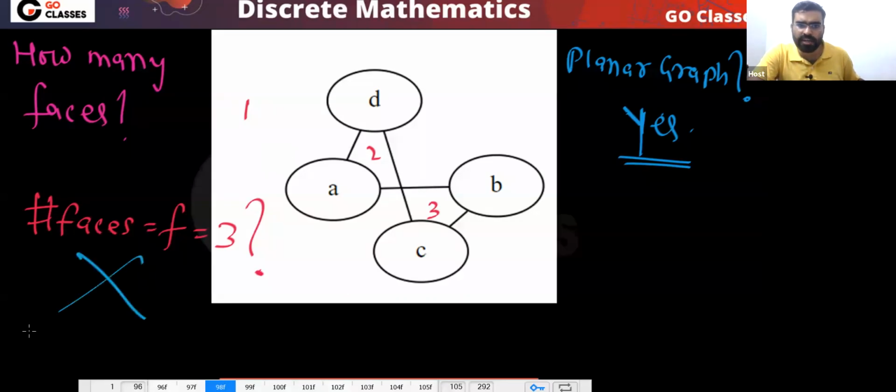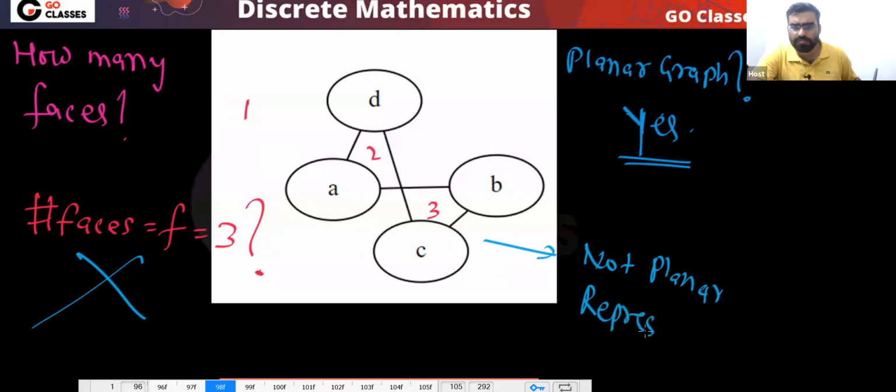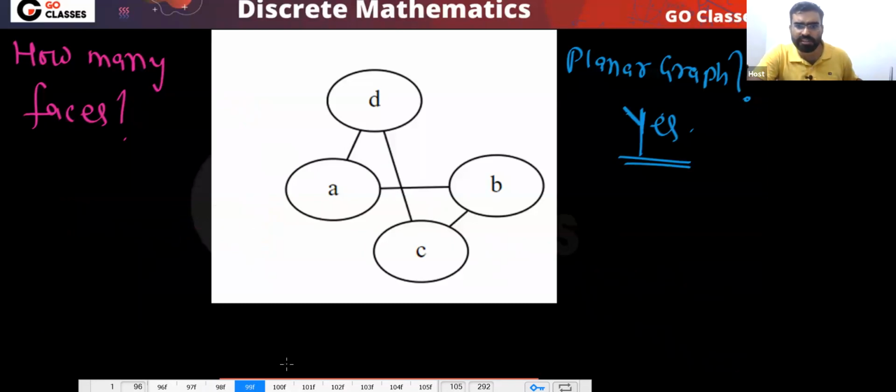Okay, this is not a correct answer, because this is not a planar representation. So first you convert this into a planar representation. This is very important. First you will convert this into planar representation and then you will find it. Okay, how to convert into planar representation?